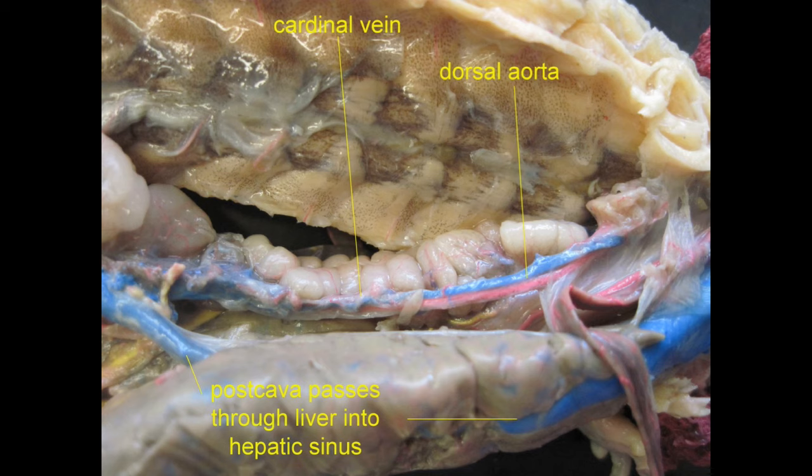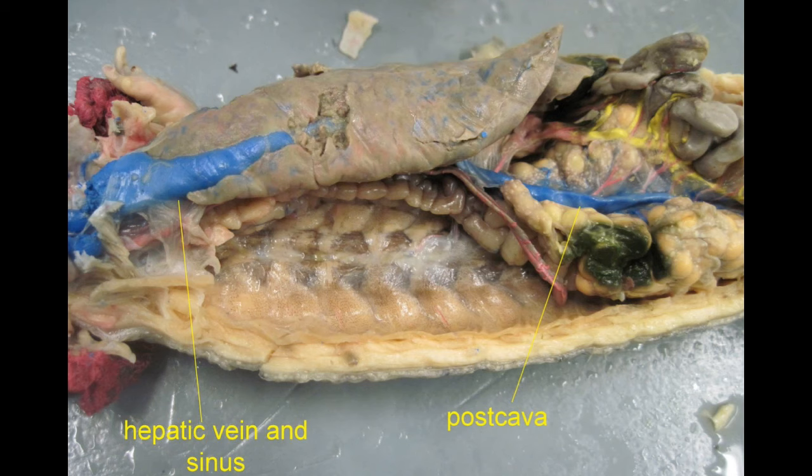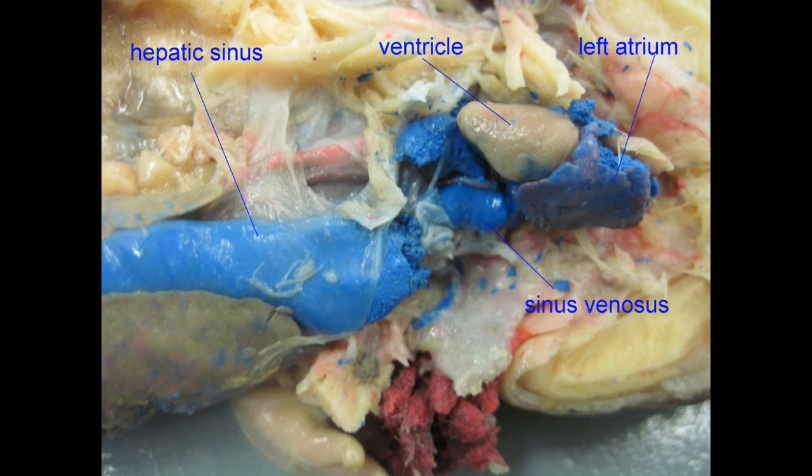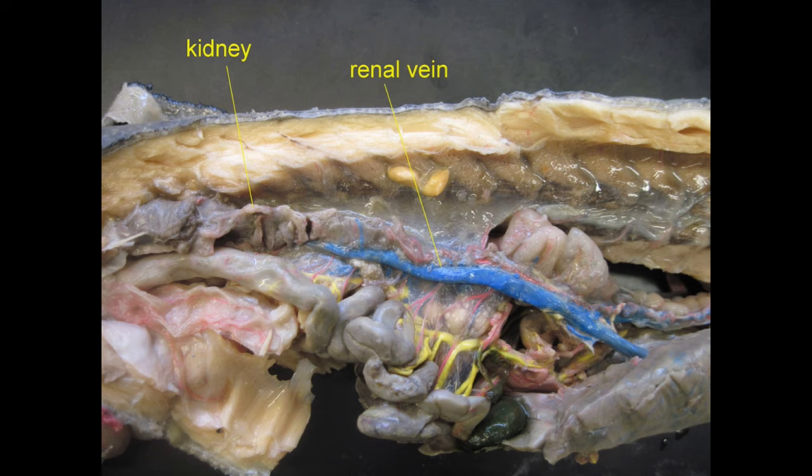This can then enter the liver and form a large, thin-walled area known as the hepatic sinus. A sinus is a wide vein with a thin wall before emptying into the sinus venosus.